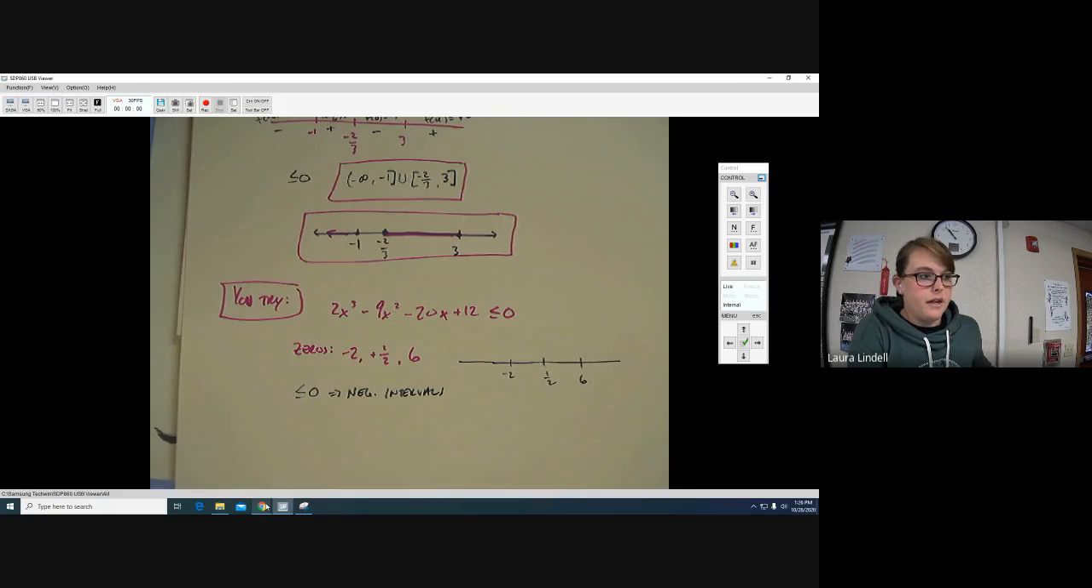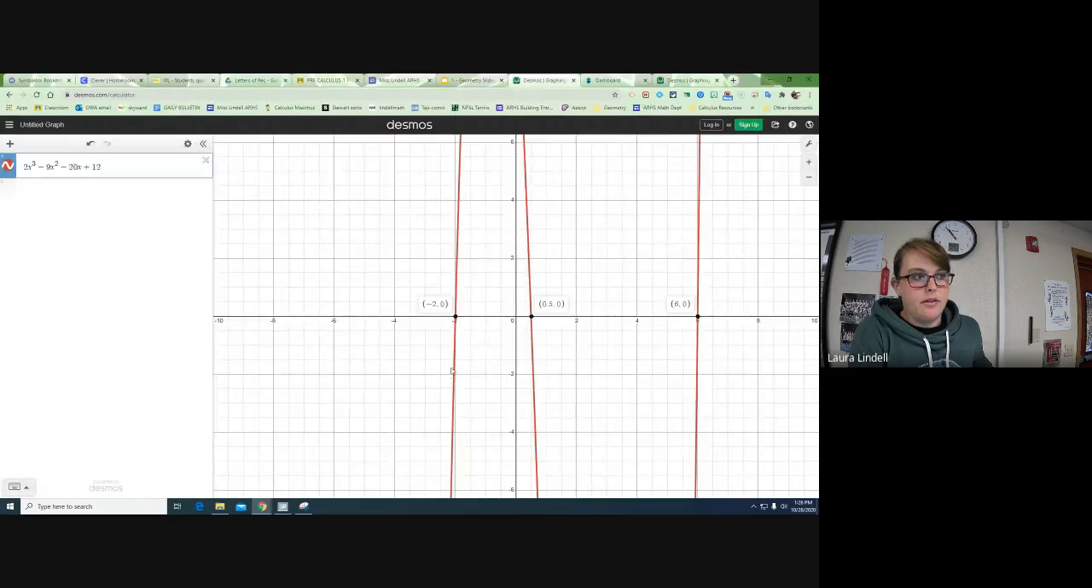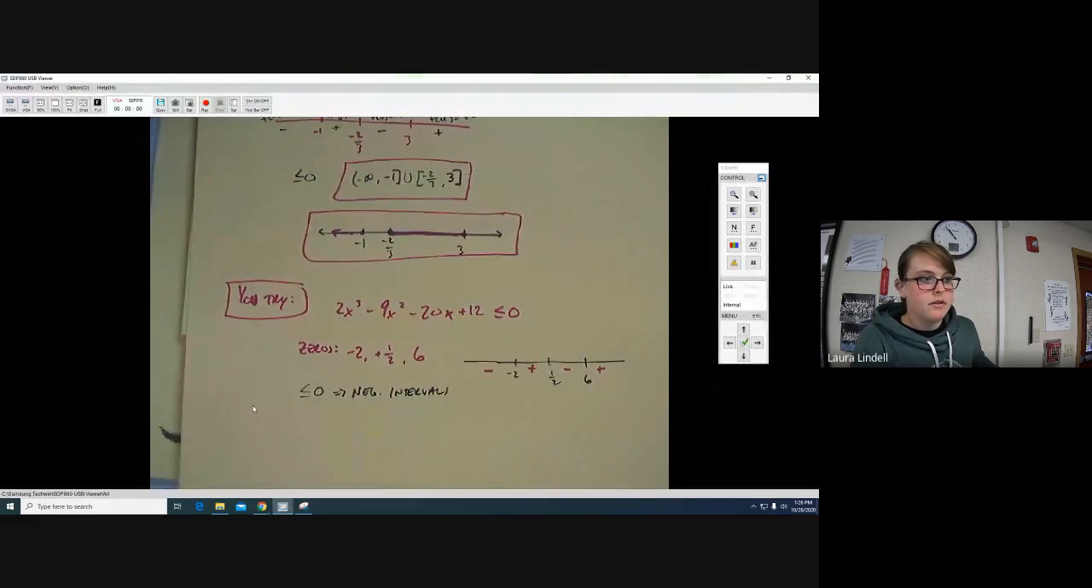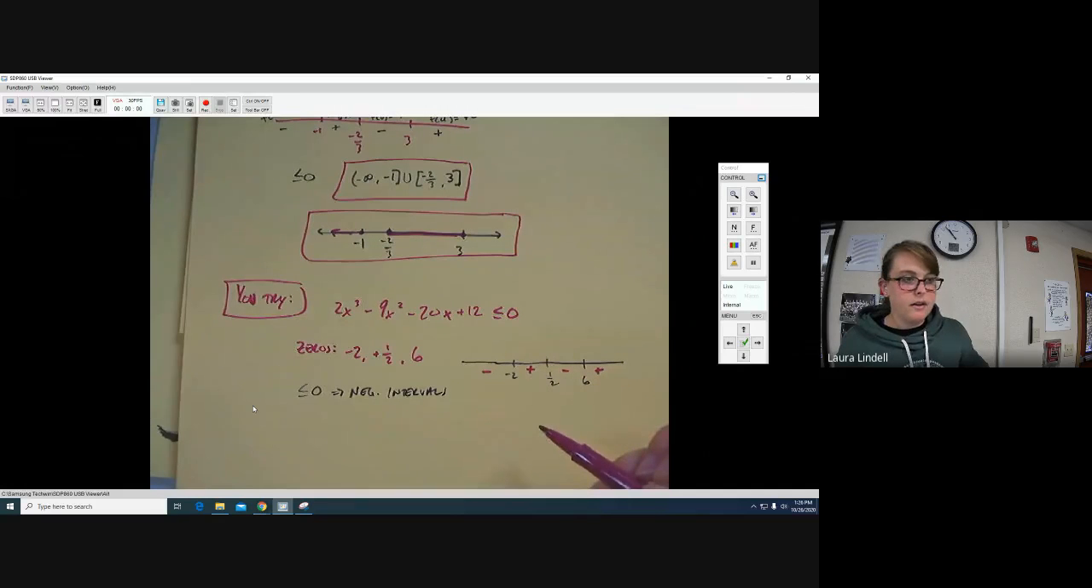You can even fill in the sign chart just by looking at the graph if you would like. Notice that it's negative up until -2. Then it becomes positive in the interval from -2 to 1/2. Then it becomes negative again from 1/2 to 6. And then it becomes positive again after 6. So you could fill in your sign chart in that fashion if you would like.